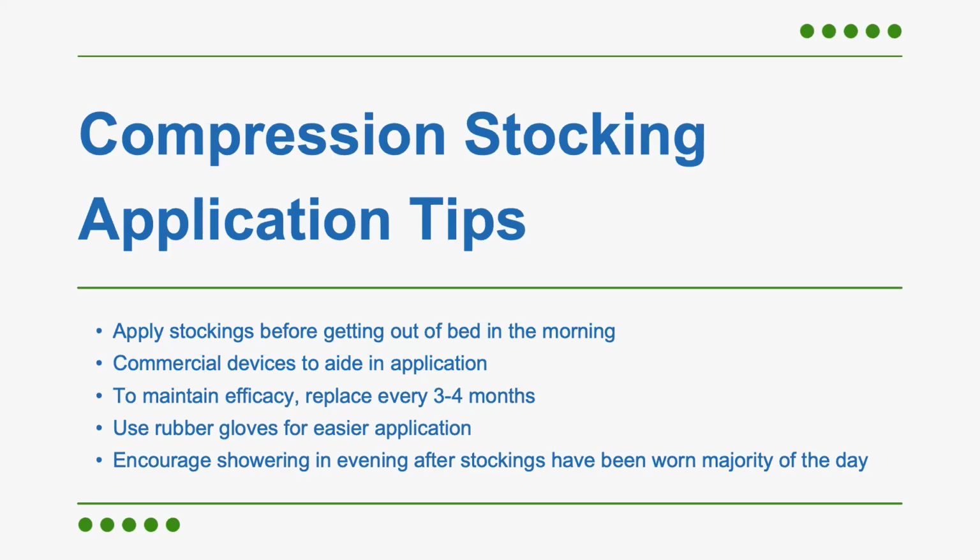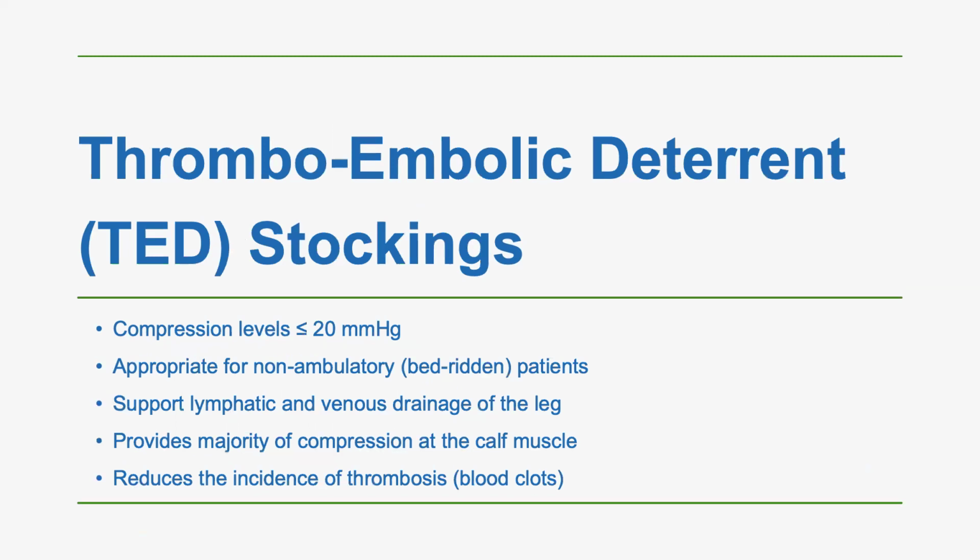TED stockings, or thromboembolic deterrent stockings, provide compression levels less than 20 millimeters of mercury. They're appropriate for non-ambulatory or bedridden patients and support lymphatic and venous drainage. They provide the majority of the compression at the calf muscle, and they're basically used for VTE, venous thromboembolism, prophylaxis.